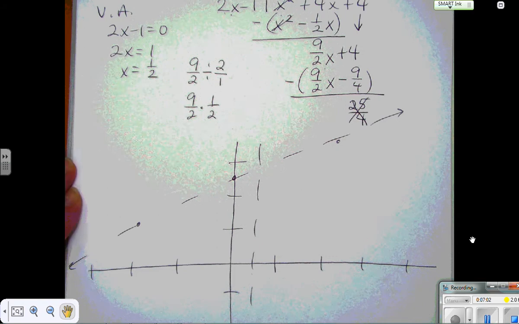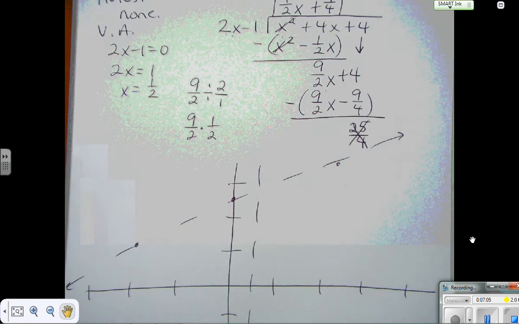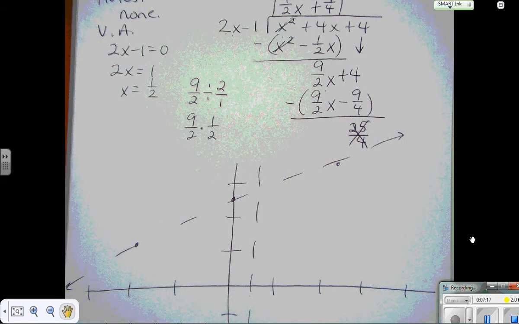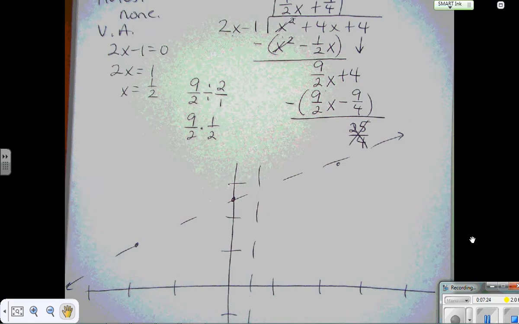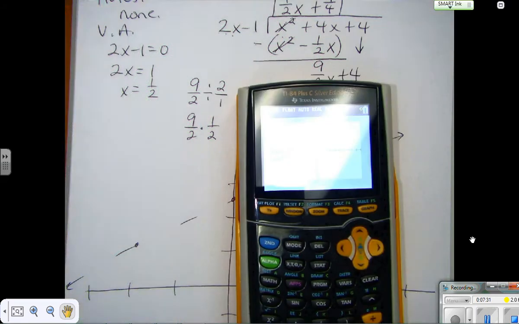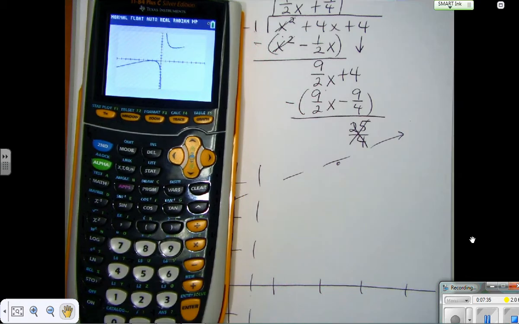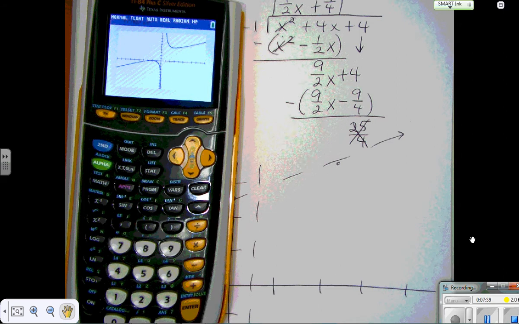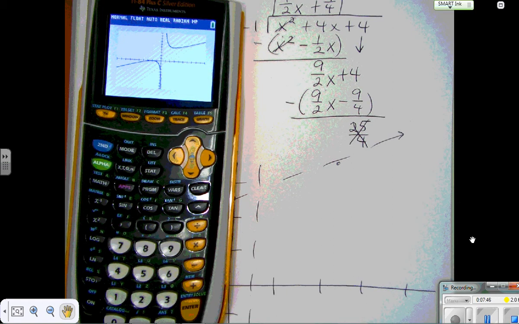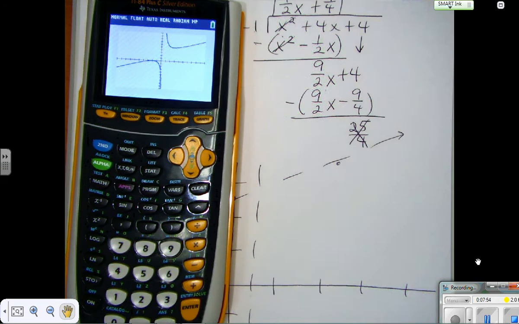Okay, so to get your shape, you can type in the original problem to your calculator. And don't leave before I give you your assignment. And you can look at your graph there. That does look like your y equals.